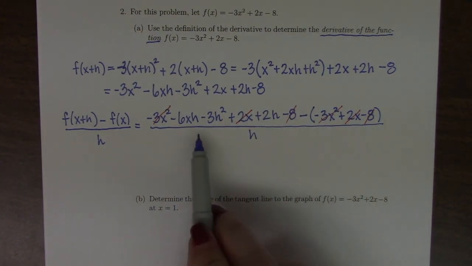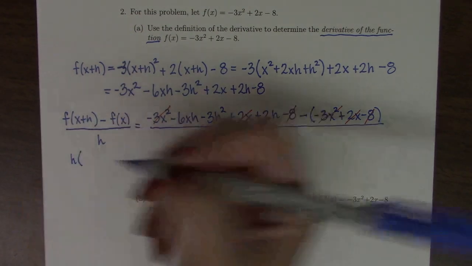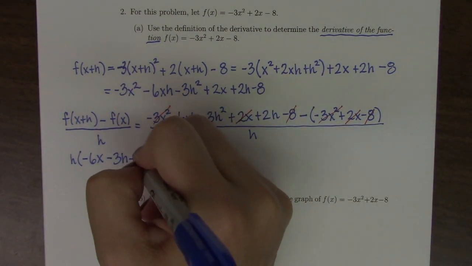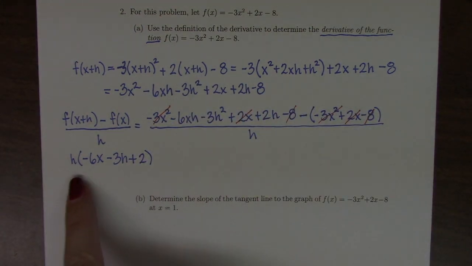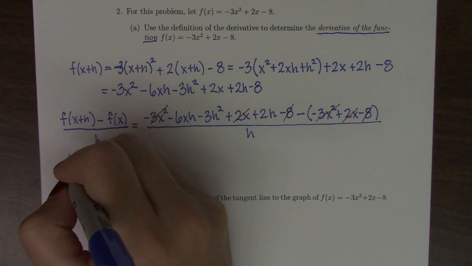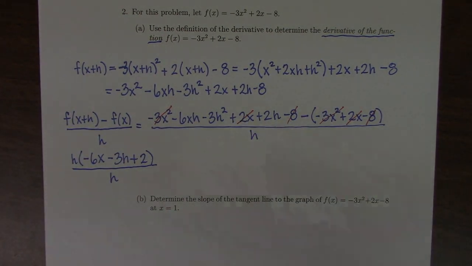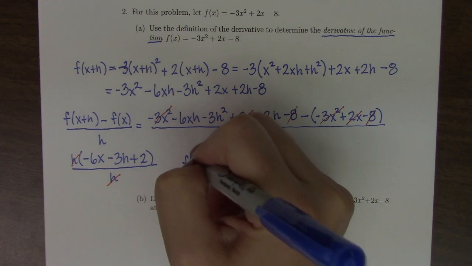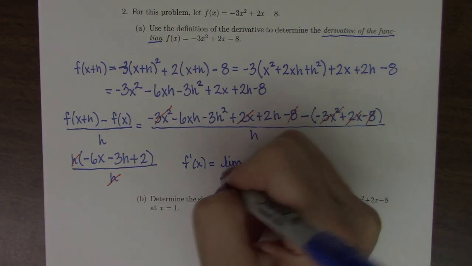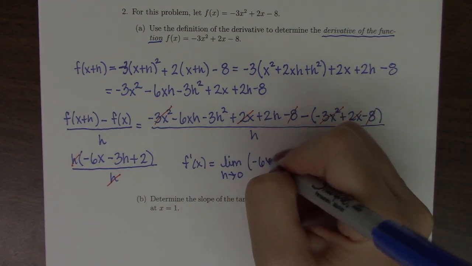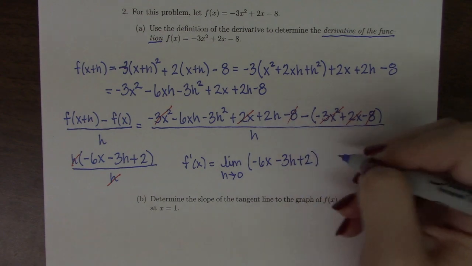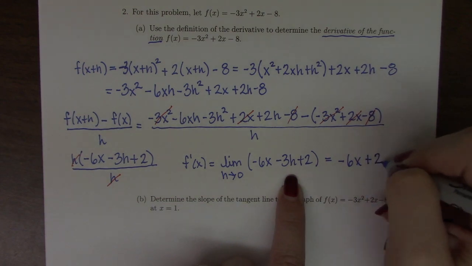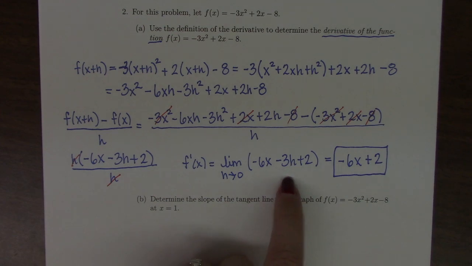So when I simplify this down, I'm going to pull an h out front. So I have h times negative 6x minus 3h plus 2. And I can see that if I multiply the h back, I get back these terms all over h. These h's cancel, and now I've simplified it as far as I can go, so I can take the limit as h goes to 0 of negative 6x minus 3h plus 2. All I have to do is plug in a 0 for this h, and I'm left with negative 6x plus 2. And so that would be our final answer for part A.